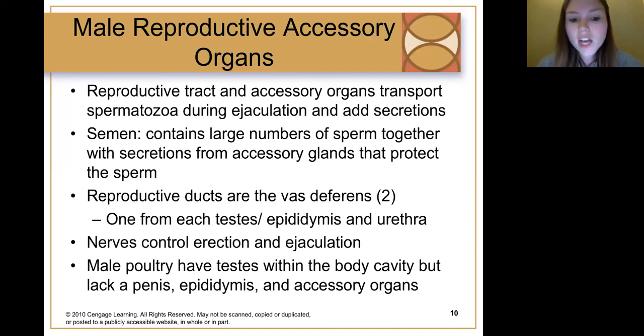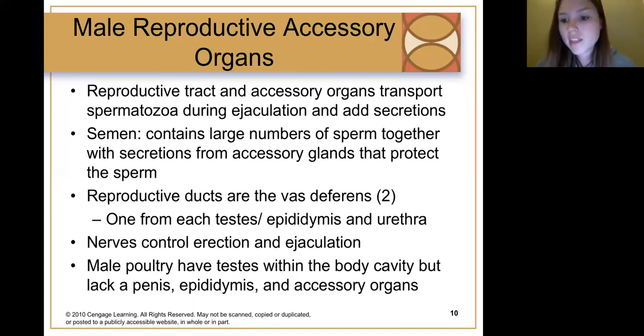The reproductive ducts, which I've mentioned, are the vas deferens. You have two of those ducts, one from each testes or testicle, and that connects them to the epididymis and the urethra. Then you have nerves that control erection and ejaculation. That's how that's managed. We talked a little bit about the nervous system before, so signals go through the body and control that.